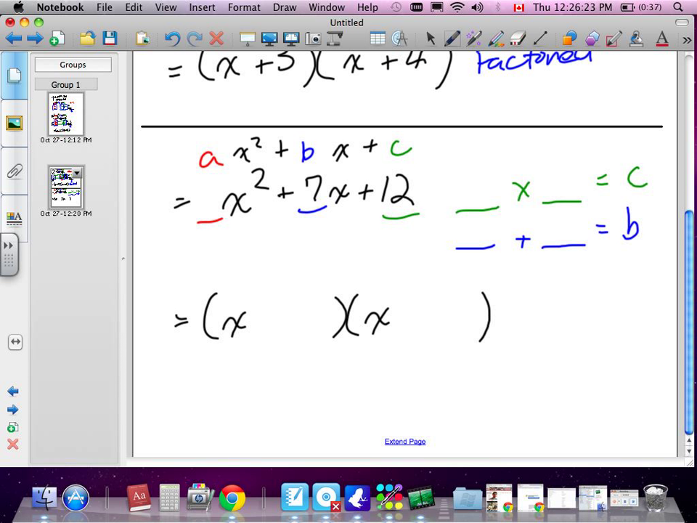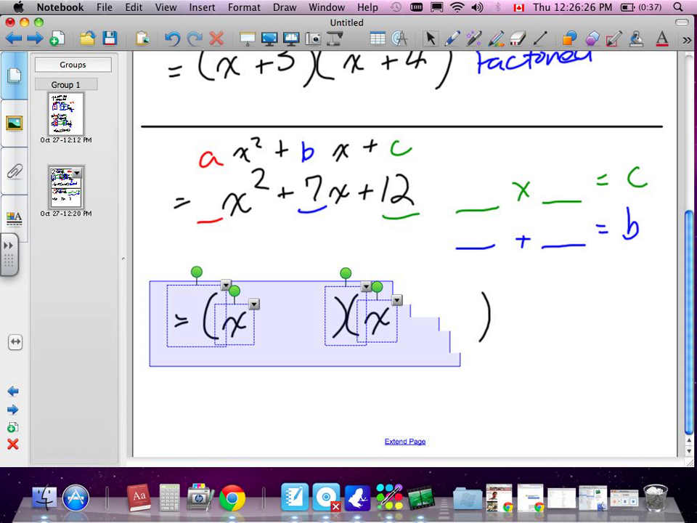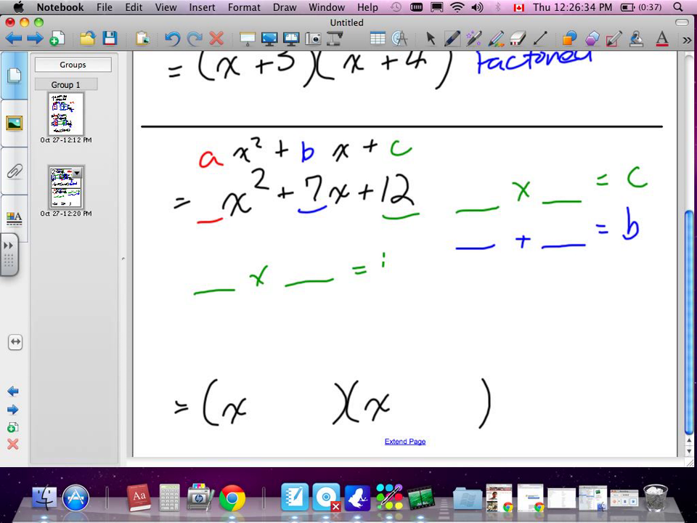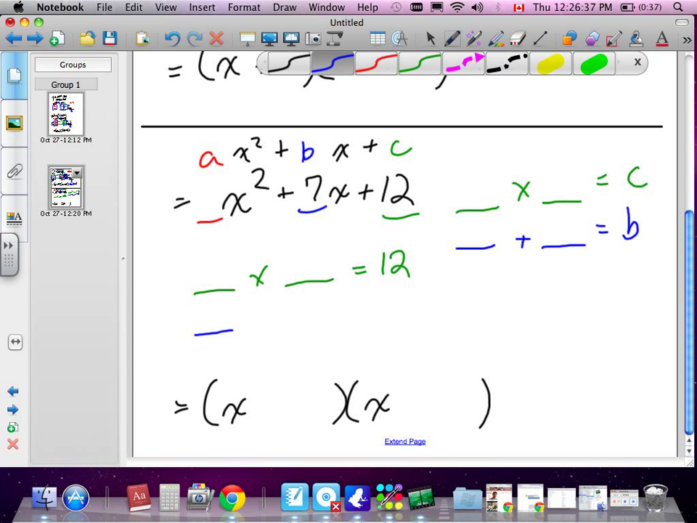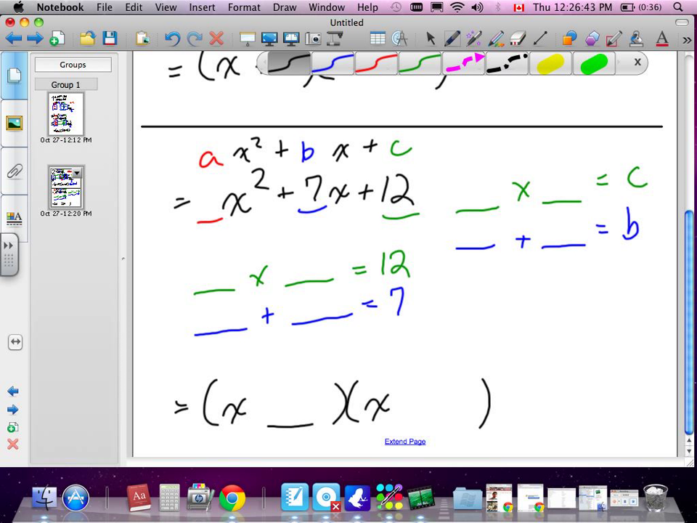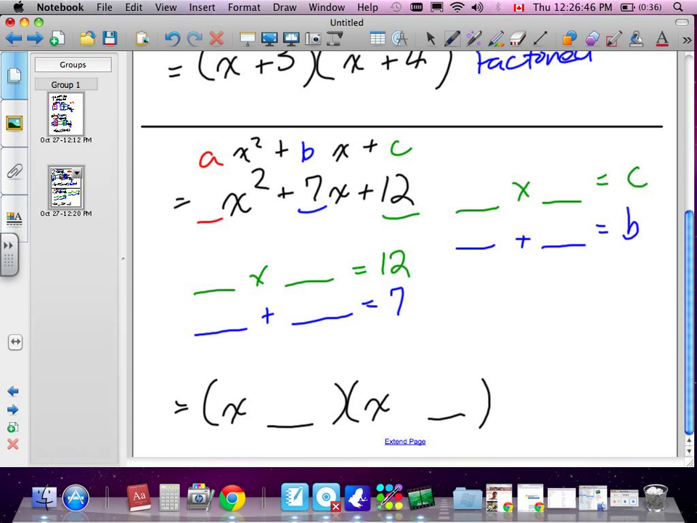So I'm just going to move this down a little, show you what it looks like. So what that means, our C is 12, so we need 2 numbers that multiply to 12. And the same 2 numbers need to add to 7. Those will be our second terms. So we already figured it out in the other one. What 2 numbers multiply to 12 and add to 7? That's right. So 3 times 4 equals 12, and 3 plus 4 equals 7, both positive. So my second terms are positive 3 and positive 4.